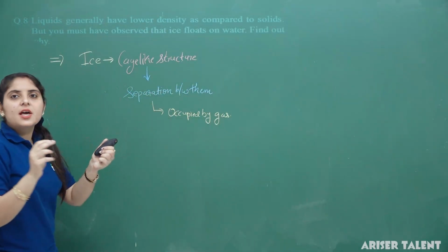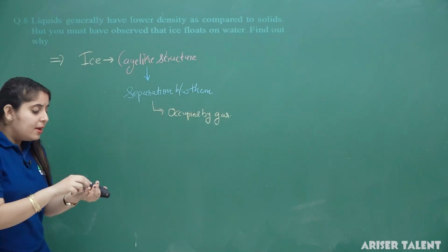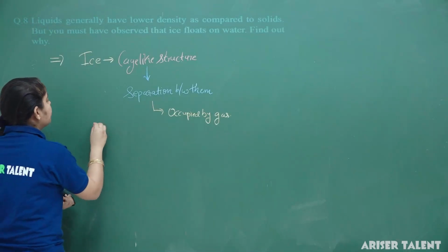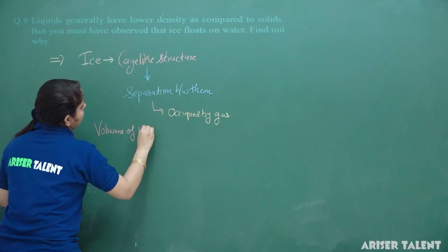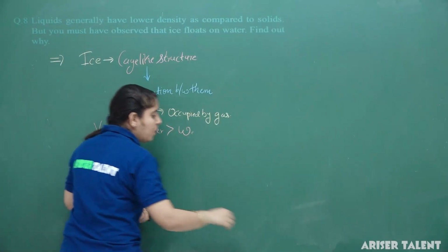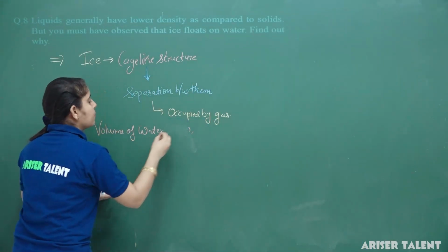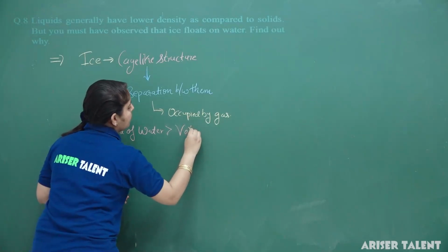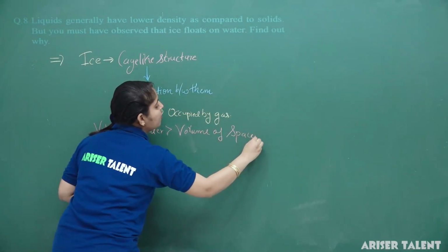If these separations are occupied by the gas, or it will have a certain form of water in it, then we can conclude that volume of water is greater than volume of spaces between them. Volume of water is greater than volume of spaces.